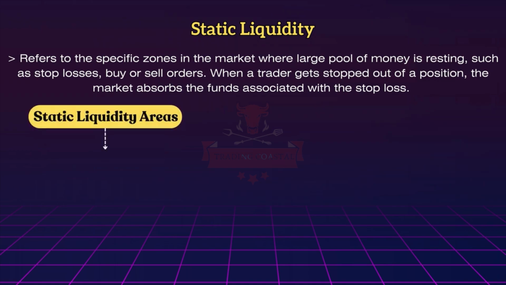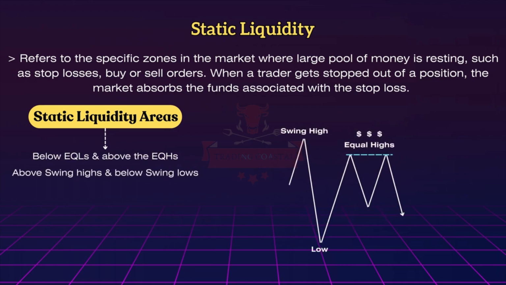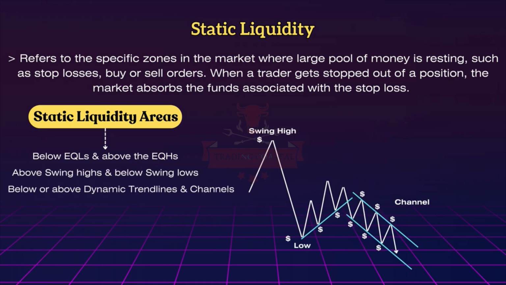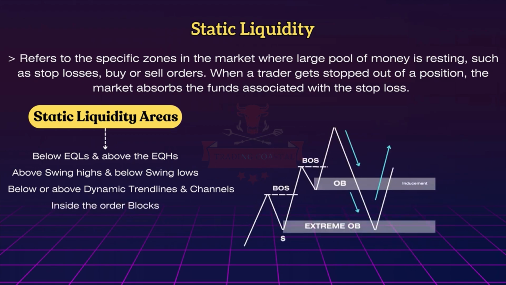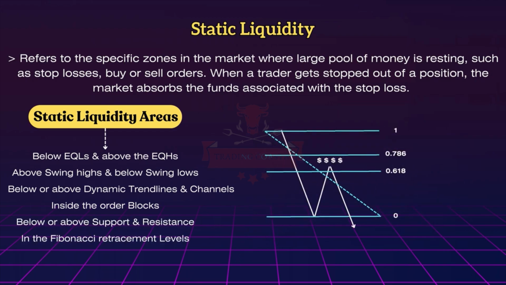Static liquidity can be identified in various areas on the price chart, like below equal lows and above the equal highs, above the swing highs and below the swing lows, below or above the dynamic trend lines and channels, inside the order blocks, below or above the support and resistance levels, in the Fibonacci retracement levels.